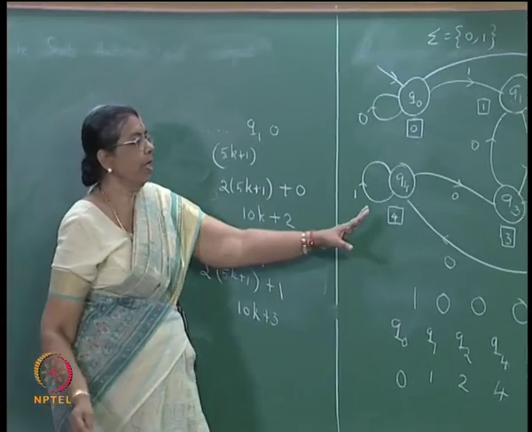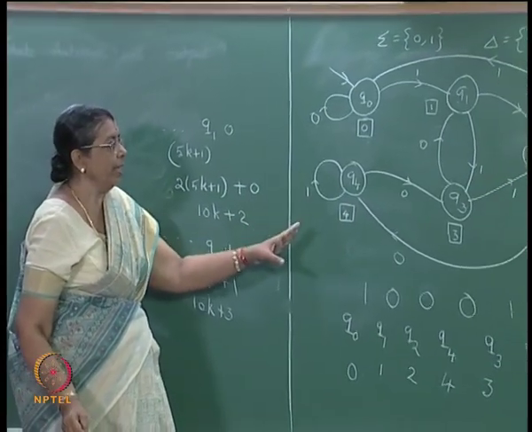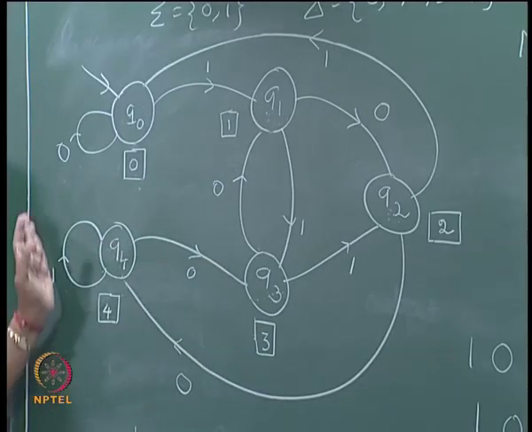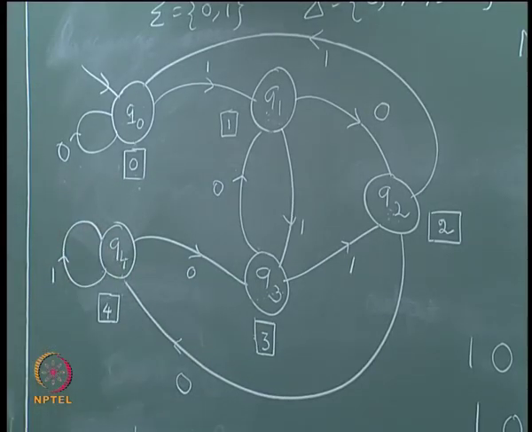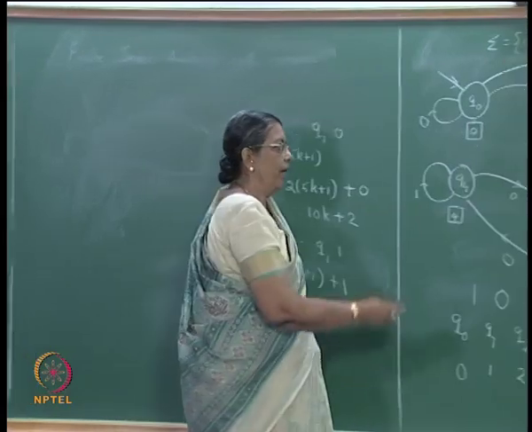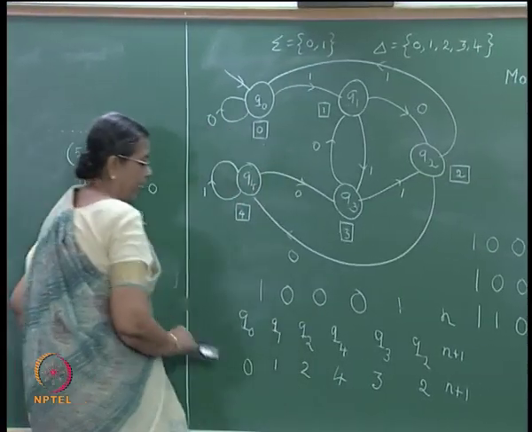Like that, for each one of them you can justify why that arc with label 0 goes here, arc with label 1 goes here. For each state, by writing an expression in this form, you can see that you are justified in drawing this state diagram.